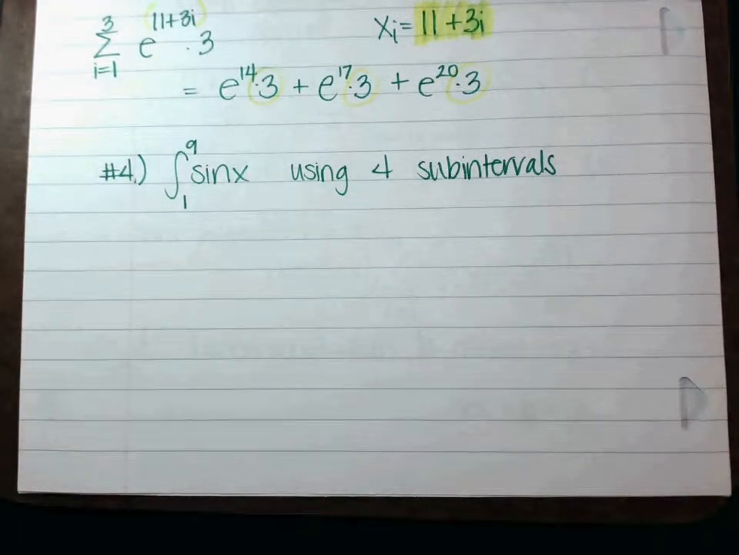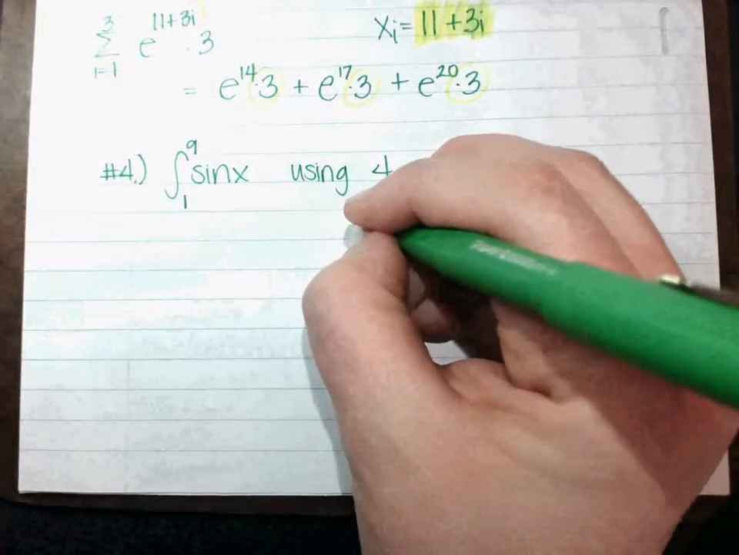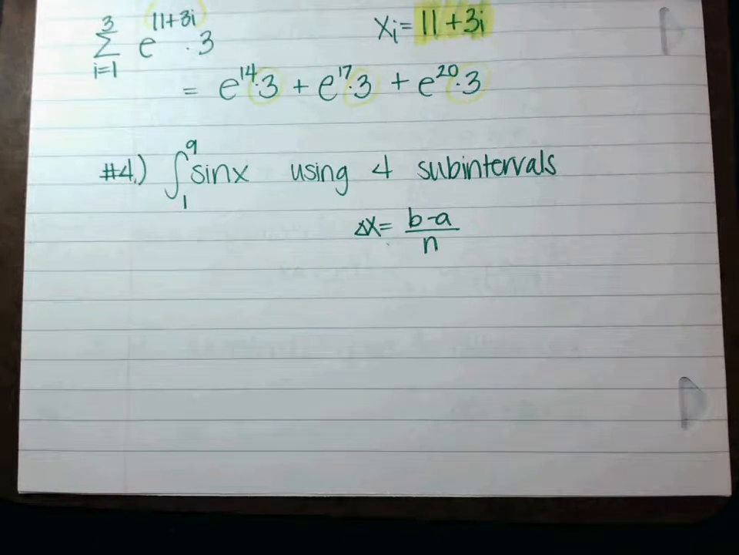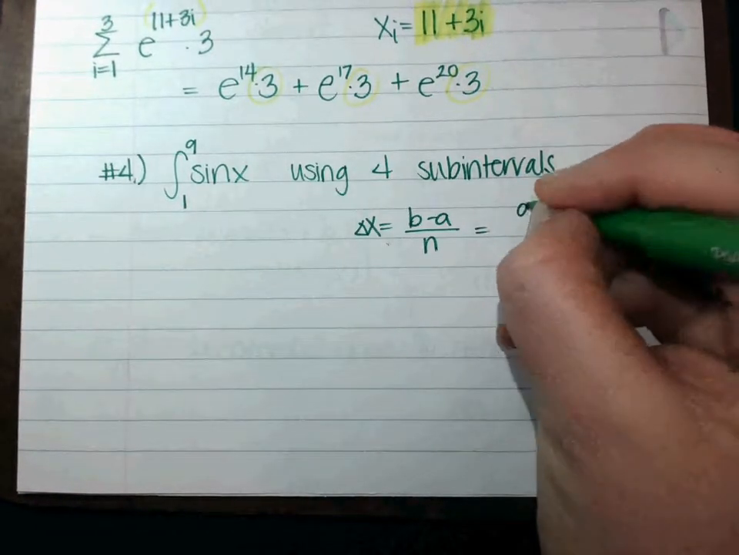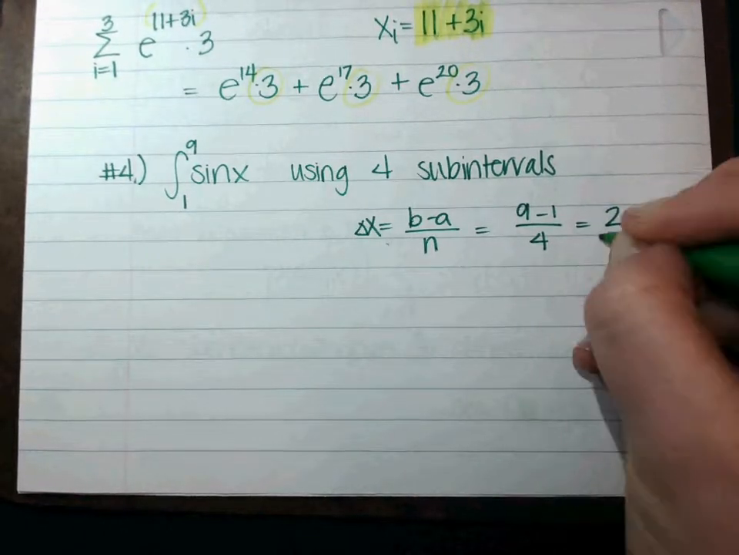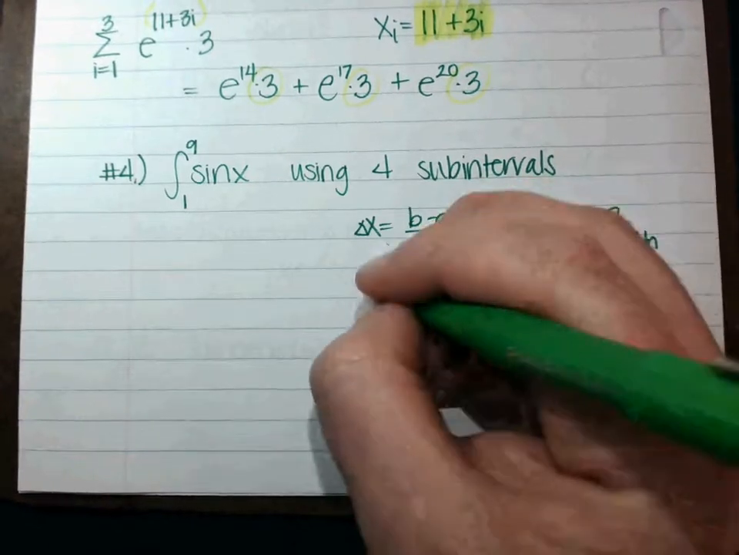First I want you to find delta x. Look back at the formula if you have to. Okay, don't say it out loud. Delta x is b minus a over n, where n is the number of rectangles that you are breaking your area up into. Remember, a is your lower bound, b is your upper bound. So your formula should be 9 minus 1 over 4. 9 minus 1 is 8. 8 divided by 4 is 2. That is your width for each subinterval.